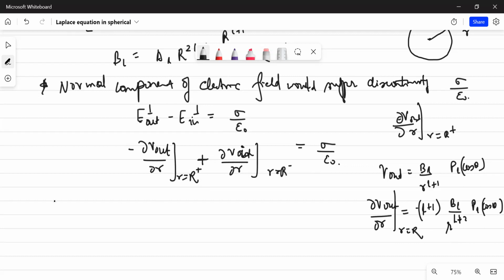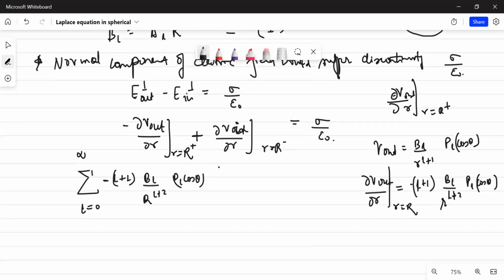So I will simply write here summation l equal to 0 to infinity, and then you have minus of (l plus 1), and then B_l upon R to the power l plus 2, and then P_l cos theta. And similarly, if you find del V in upon del r, this is simple because you don't have a... There is something wrong here, there would be some plus. Look, del V out, the electric field outside, would be given by minus del V upon del r, the negative will be there, because electric field is given by minus grad of V. Sir, negative in the derivative also. Sorry, yes, negative in the derivative also.